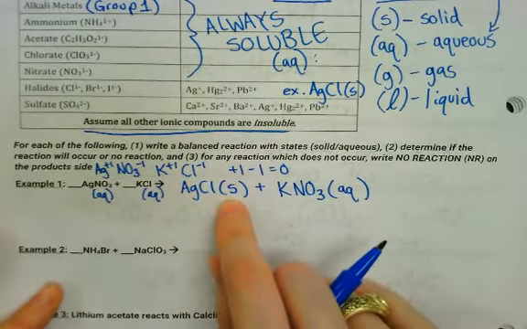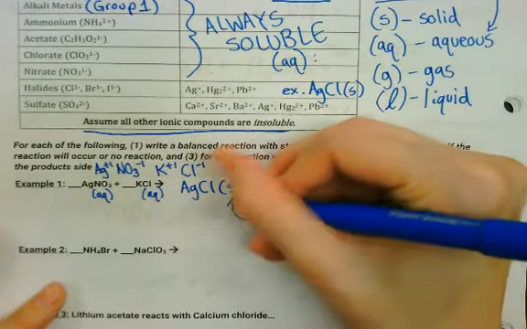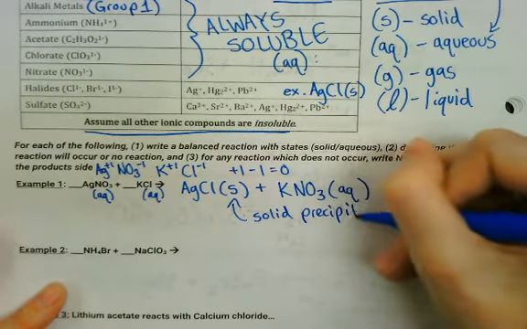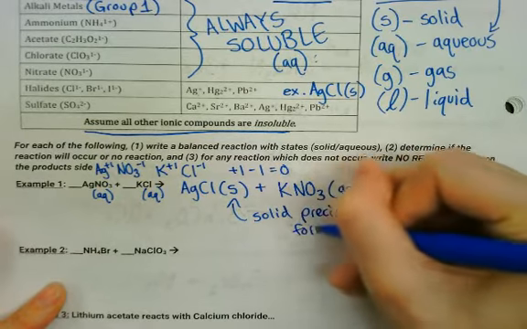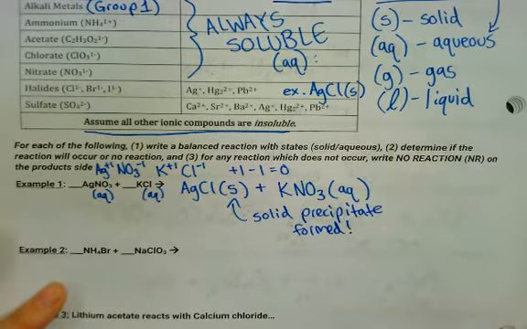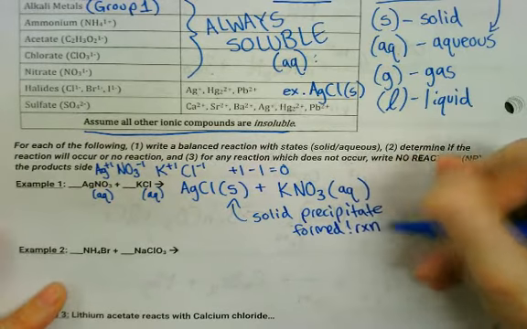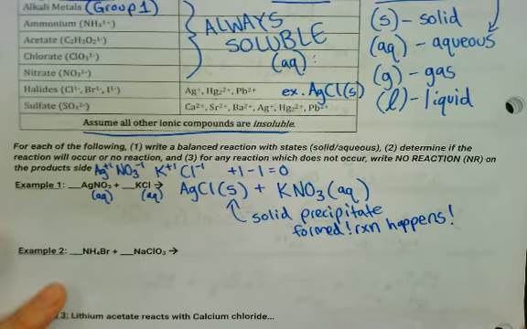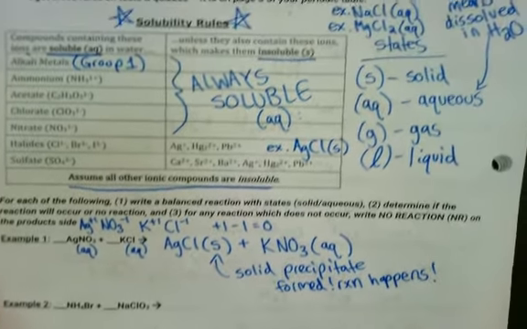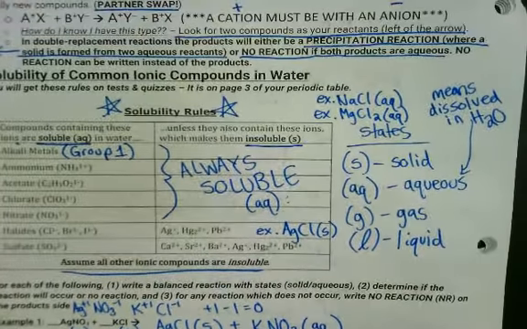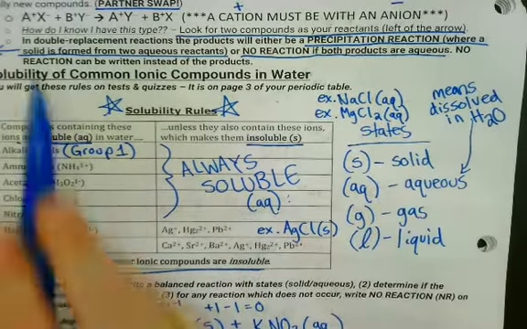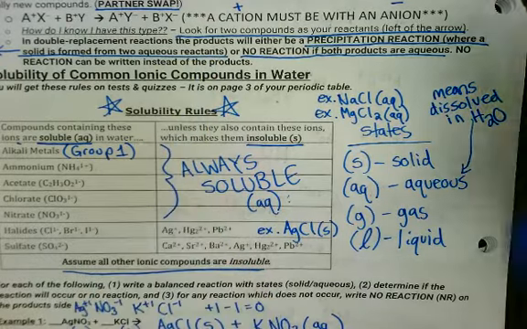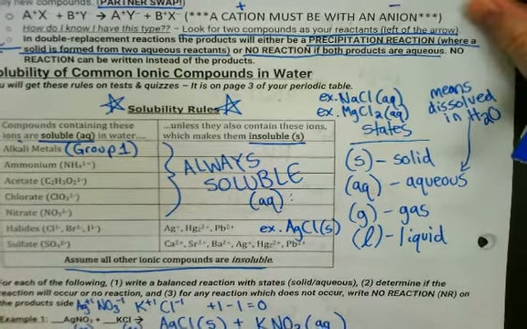Since I had this solid precipitate form, let's write that a solid precipitate formed. We can say that the reaction happens. So this is a precipitation reaction. If you see a solid formed from 2 aqueous reactants, your double replacement reaction will proceed.